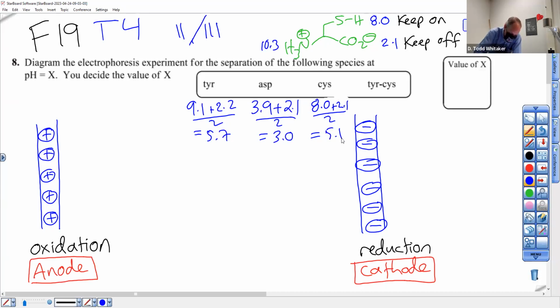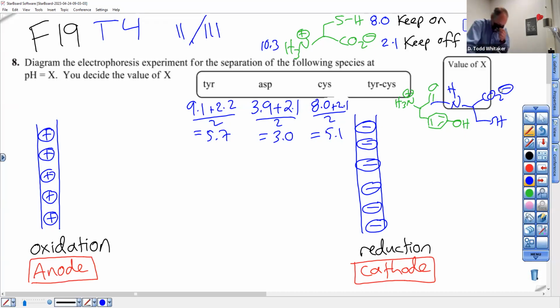Tier cis, I better draw. Tier cis, H3N plus, carbonyl, parahydroxyl, NH. I don't know why I drew the H there. NH to a group that goes to, what's this? Okay, SH, CO2 minus. There's the pick. Let's see. This is the molecule. This is the one I want.